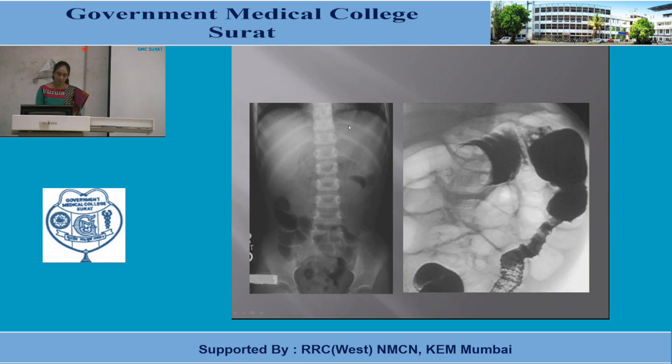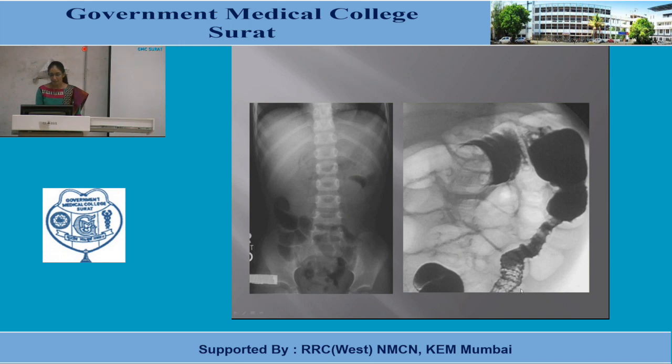This is an X-ray abdomen standing showing gas-filled small bowel loops noted in the right lumbar region, right iliac fossa and pelvic region. There is a well-defined soft tissue opacity noted in the umbilical region, which is peripherally surrounded by a crescent of gas. This is confirmed by barium enema study.